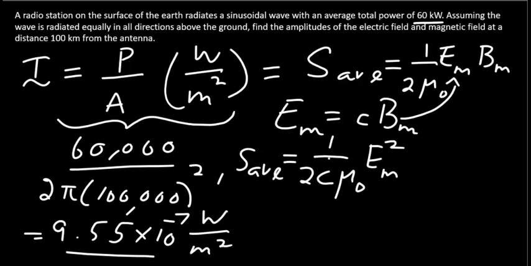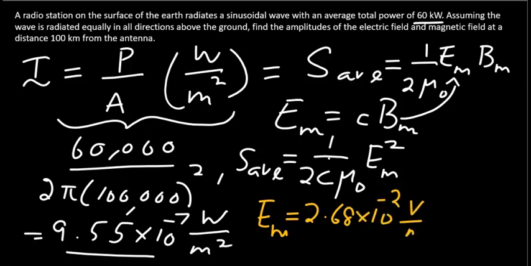The average value of the Poynting vector is this number that we have just calculated. Let's put that in there. We know the constants c and mu naught, and you can determine the amplitude of the electric field. Solving for E_m, you get 2.68 times 10 to the power minus 2 volt per meter, or Newton per coulomb.